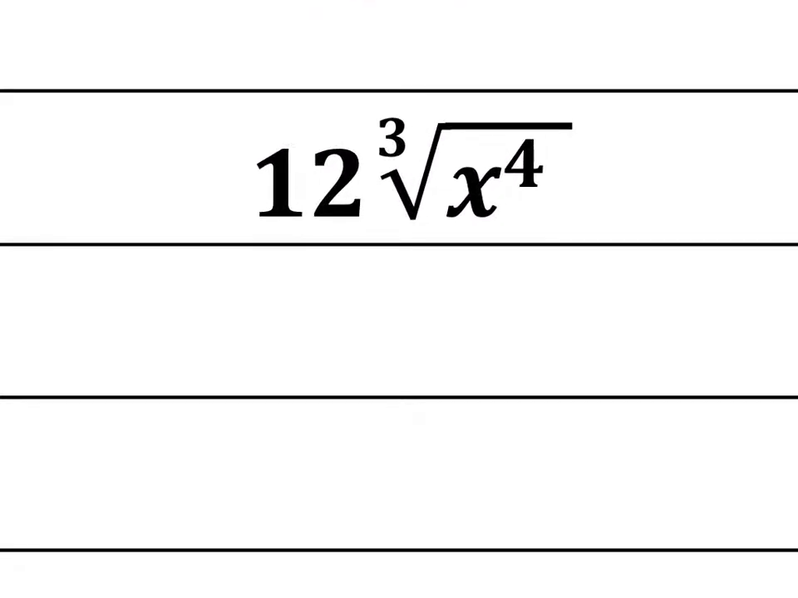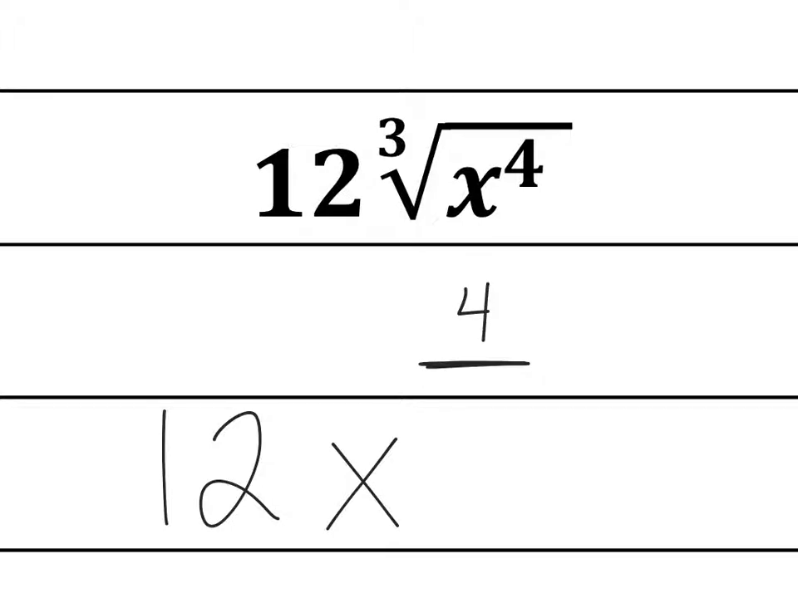Next one, is 12 in the square root? No, so it shouldn't be raised to a power, so just put it out in front. But your base is x, and it's going to be a fraction. Which number goes on the top? 4. The power, and which number goes on the bottom? The crook.